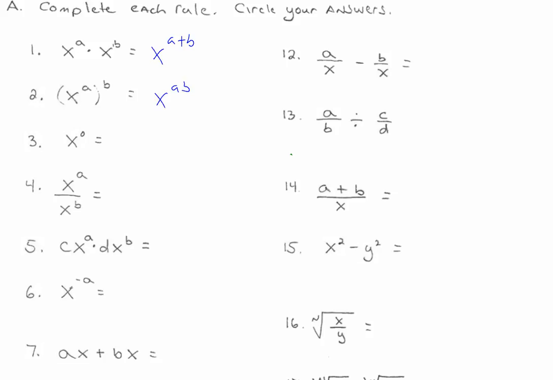Number 3. Ileana, what do you have for 3? Can you tell me why it's 1? Because x to the 0, whatever to the 0 power, is that divided by itself. Okay, so what do you call the whatever? What's the name of the whatever? The base. So anything to the 0 power is the base divided by itself, and it is 1.